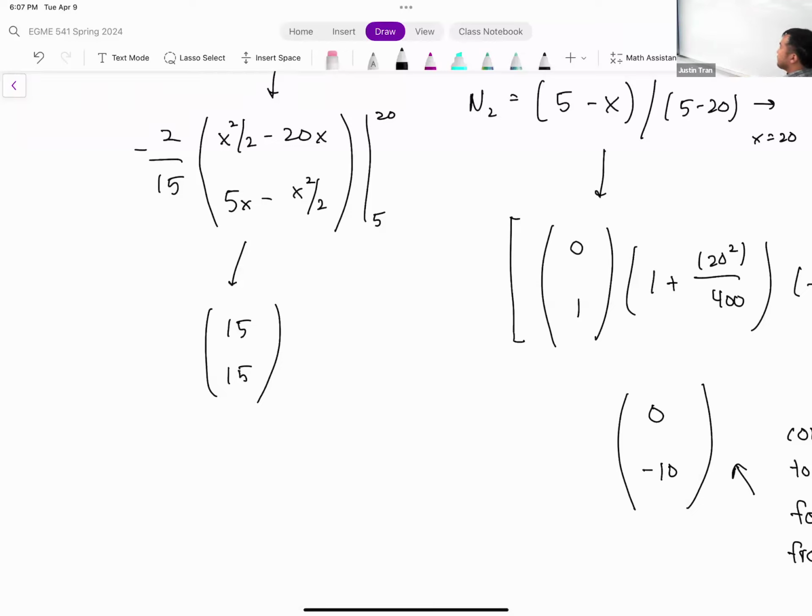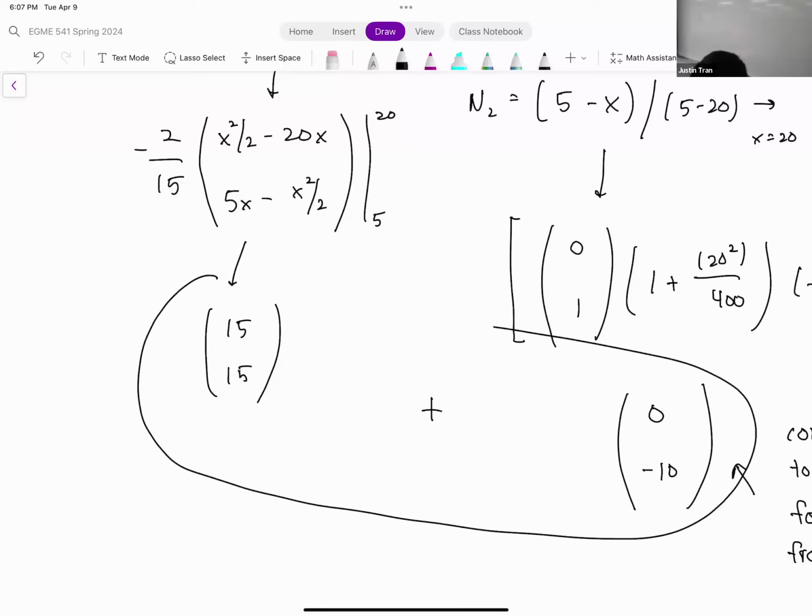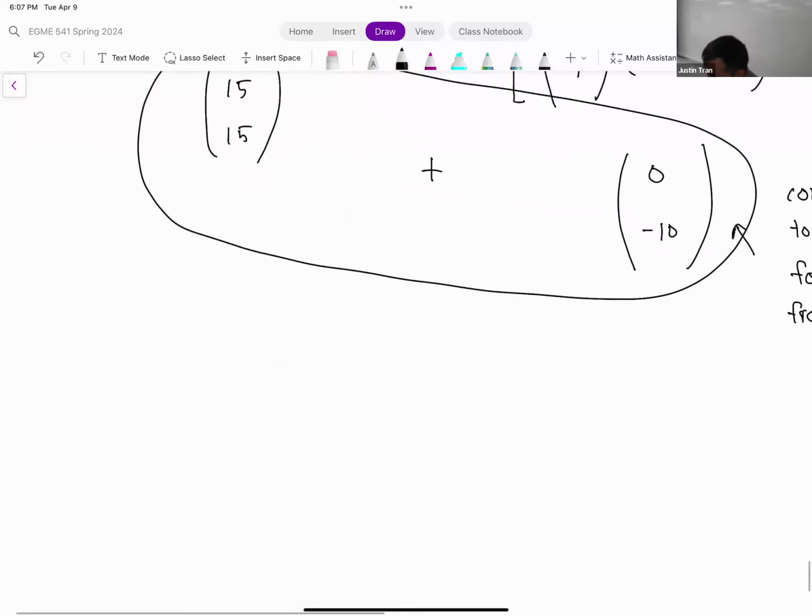All right. So now we have the contribution to the element forcing vector from the body force. We have the contribution to the element forcing vector from the Neumann boundary condition. And so now what we're going to do is simply add these two things together. Okay, we have a 15, 15 plus 0, minus 10. And so that means our element forcing vector for the second element is going to be 15 and 5.